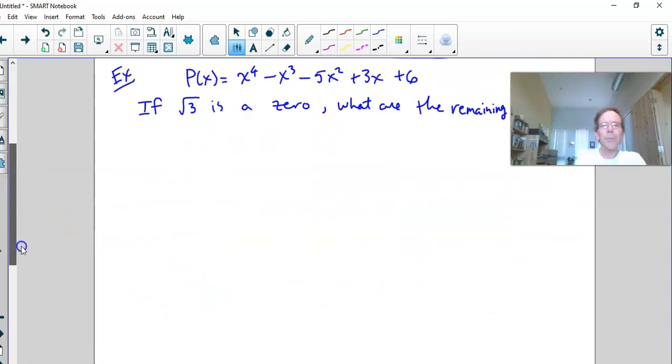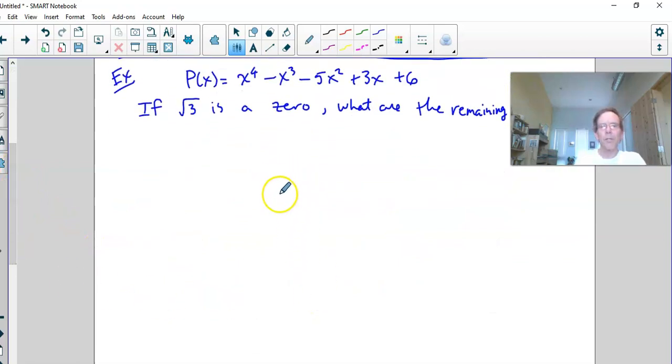Let's get this queued up here. All right, so here's our polynomial. You can see that it's fourth degree. X to the fourth is our highest. Our leading term has a power of 4, so it's degree 4. That means we're going to have 4 zeros. They could be repeated, they might be real, some might be non-real. We're actually told that one of the zeros is irrational. It's square root of 3. And they ask, what are the remaining zeros?